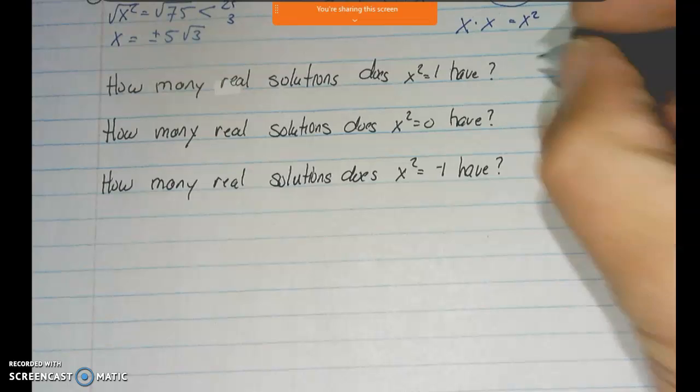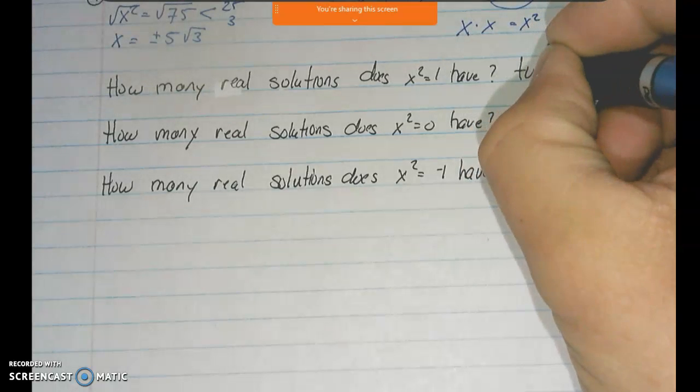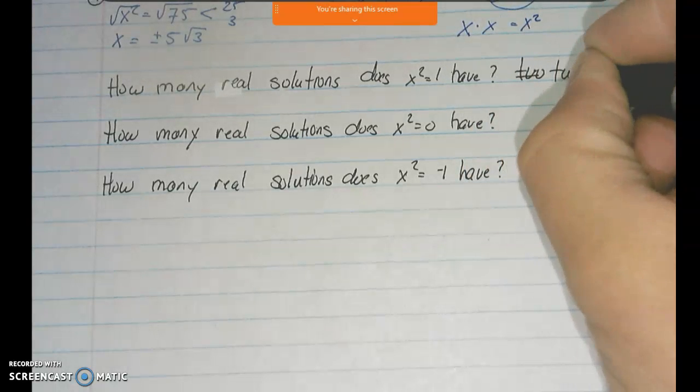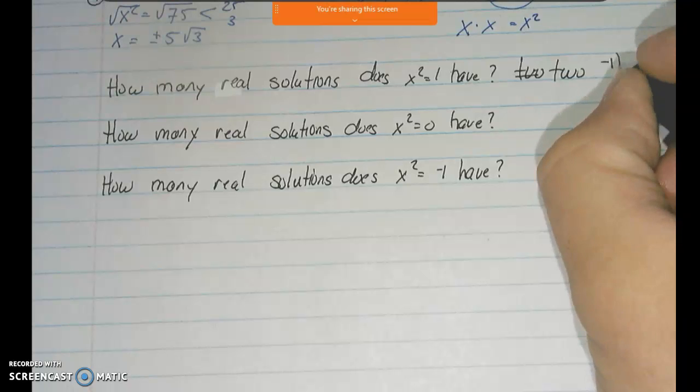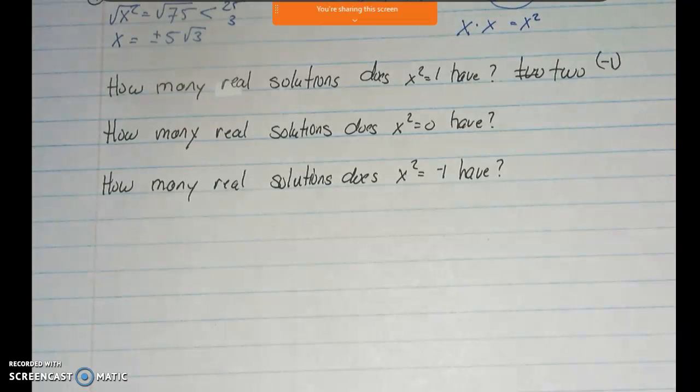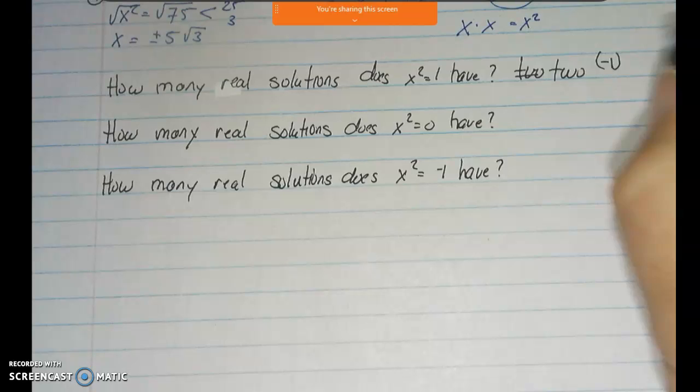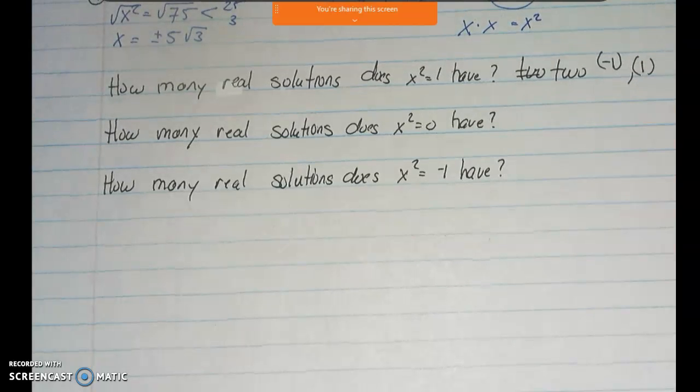2. The answer is 2, because I can have -1 times -1, which is +1, and I can also have 1 times 1. So I have 2 real solutions.